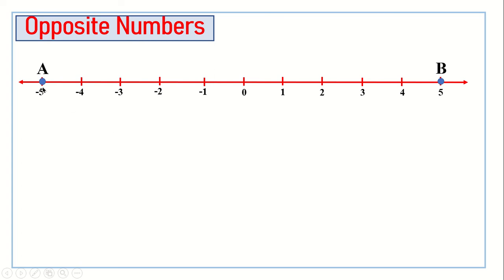Look at 2 points, A and B. Point A is negative 5 and point B is positive 5. You can see that from 0 to negative 5 we have got 5 units. You can see 1, 2, 3, 4 and 5. Then also from 0 to positive 5 we have got 5 units. Let's see, 1, 2, 3, 4 and 5.